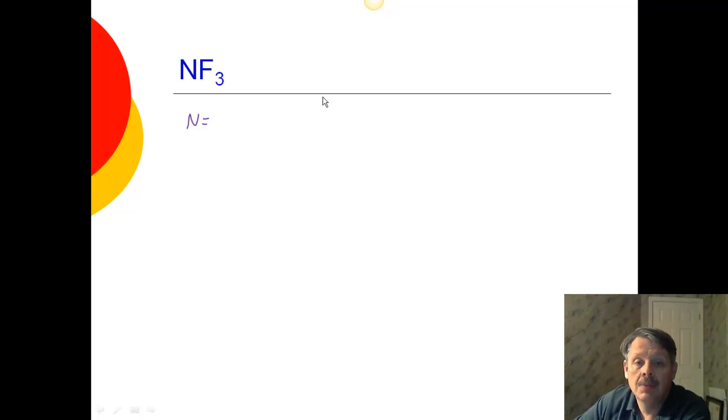All right. Well, nitrogen is in group 5, so it has 5 valence electrons. And fluorine is in group 7, but there are 3 of them. There are 3 fluorines, so that makes 21. So 21 plus 5 is equal to 26 electrons. So that's what I have to do.